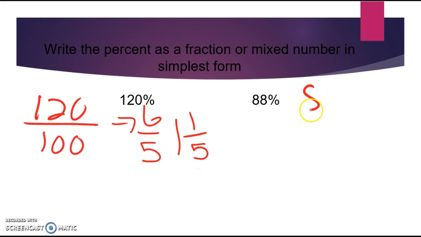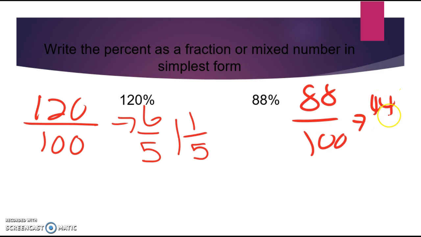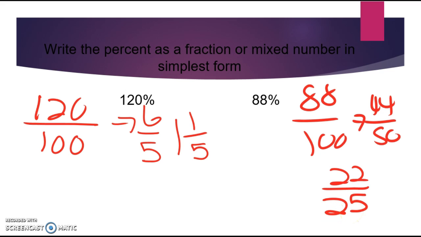For the second one, we have 88 over 100. If you simplify that, it goes to 44 over 50, which you can further simplify to 22 over 25, and that would be your final answer.